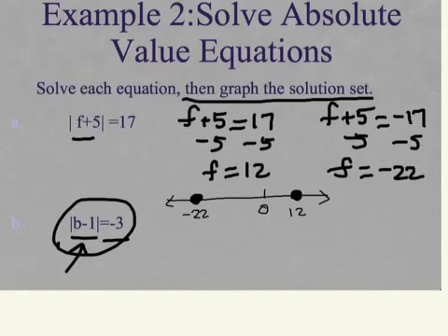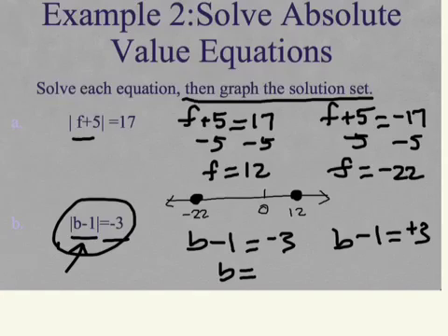If you went down the path and did b minus 1 is equal to negative 3, or b minus 1 is equal to positive 3, and solved this, you would get b is equal to, I'm going to add 1 to both sides, negative 2 over here. And over here, b is equal to positive 4. But when you plug those back into this equation, it doesn't work. It doesn't work at all.